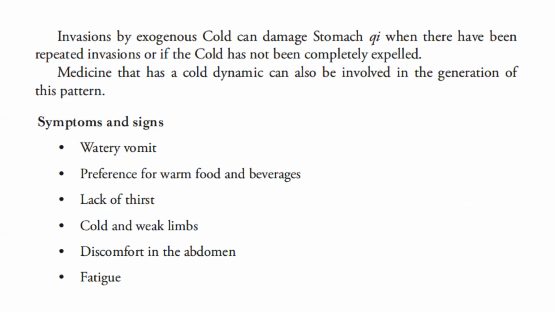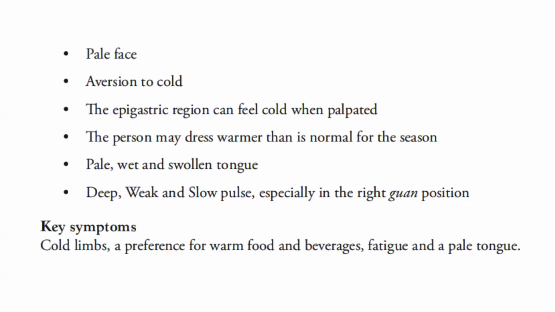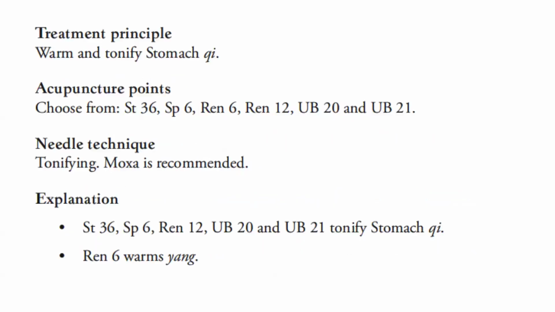Now let's go to the symptoms and signs. There will be a watery vomit, preference for warm food and beverages, lack of thirst, cold and weak limbs, discomfort in the abdomen, fatigue, pale face, and aversion to cold. The epigastric region can feel cold on palpation. The person may dress warmer than is normal for the season. The tongue is pale, wet, and swollen, and the pulse is deep, weak, and slow, especially in the right one position. The key symptoms here are cold lips, a preference for warm food and beverages, fatigue, and a pale tongue.